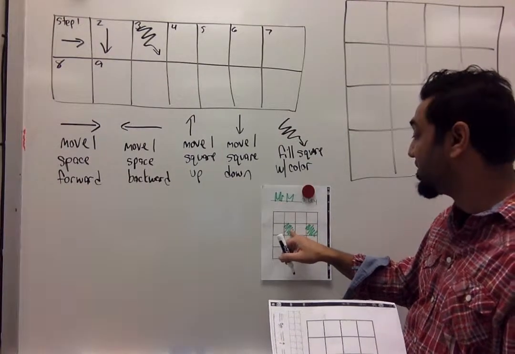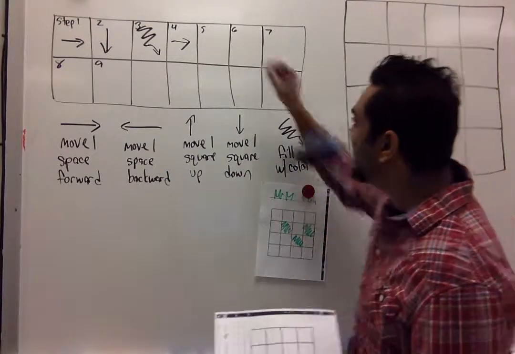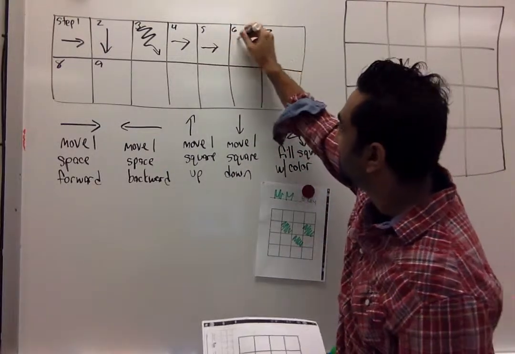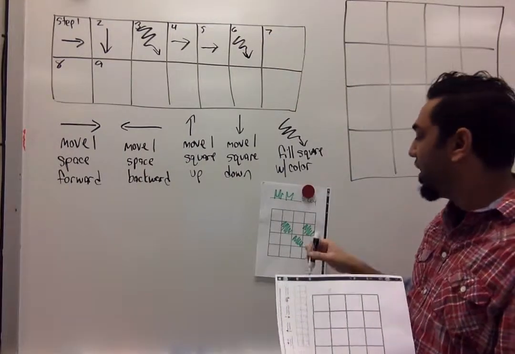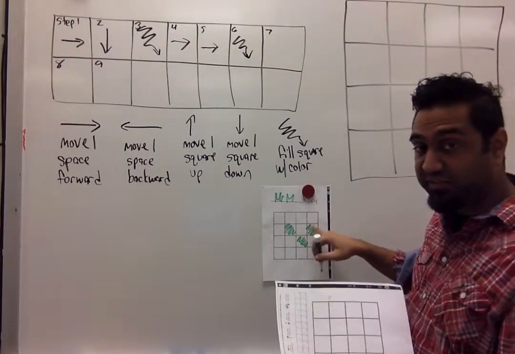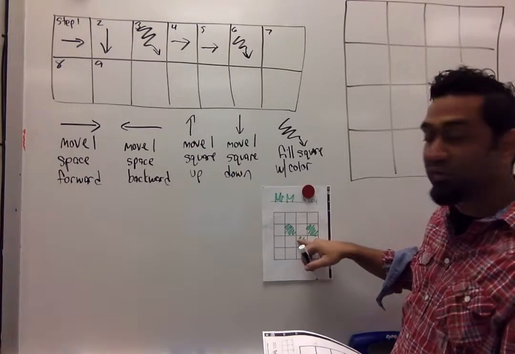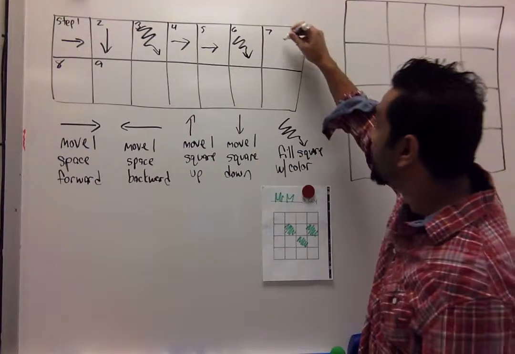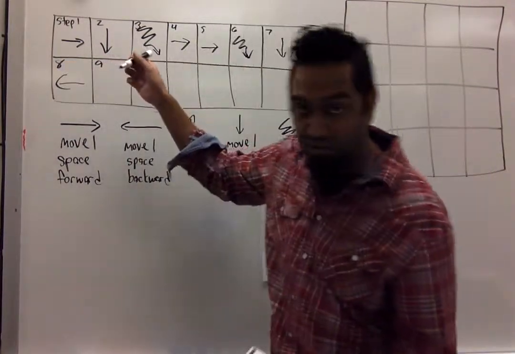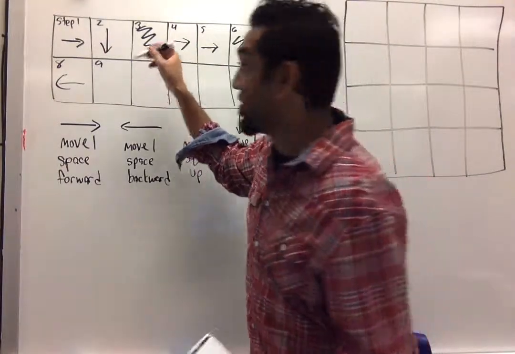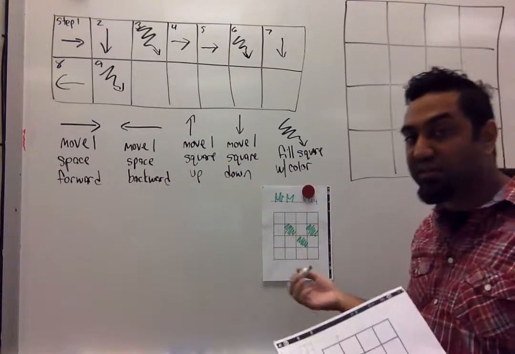All right, so now I'm going to say move one square to the right, move one square to the right, fill with color. There we go. So now that one's filled, and I'm still right here. So now I want to say move one square down, and then move one square left, and then I should be finished. So I'll say move one square down, move one square left, and fill with color. All right, and then I'm done, and that's my code.